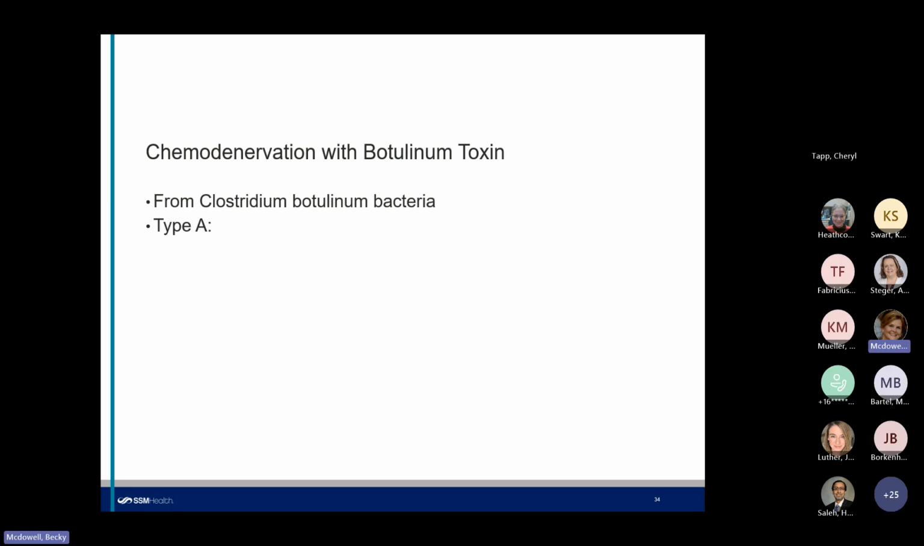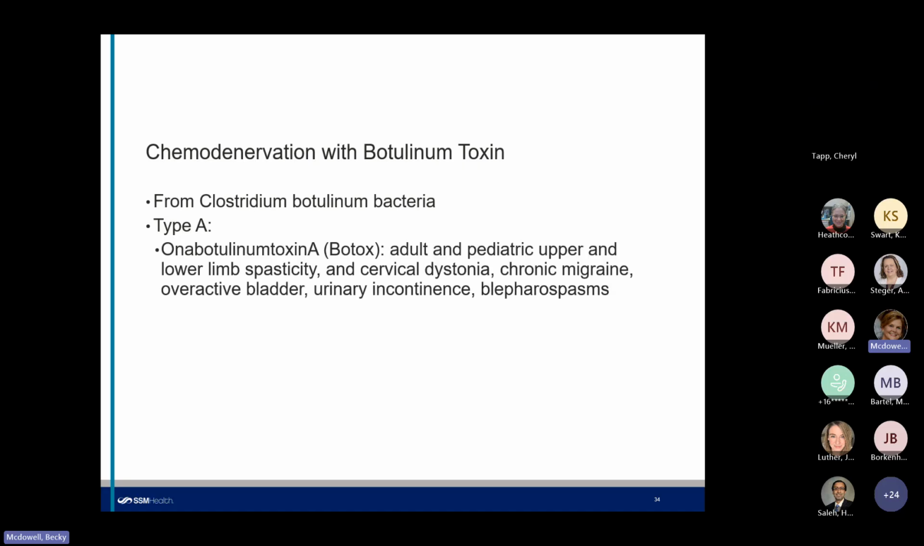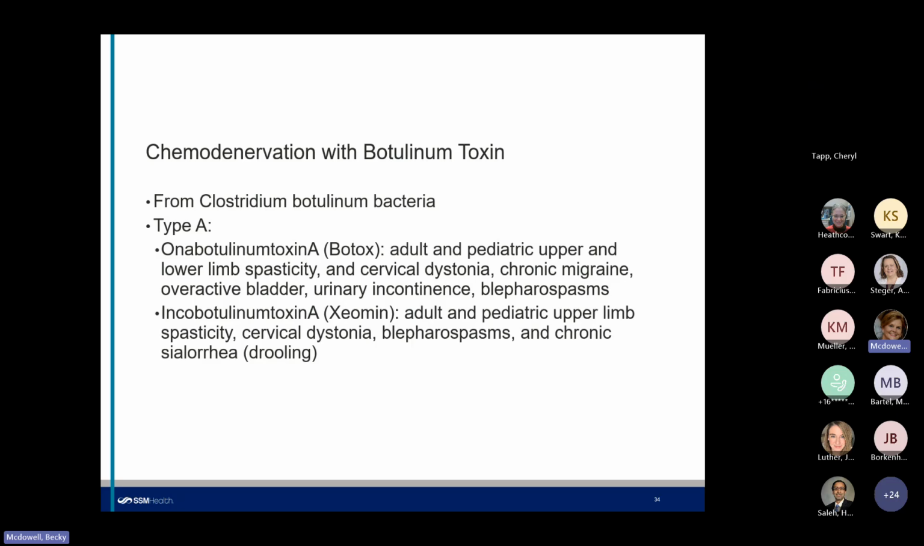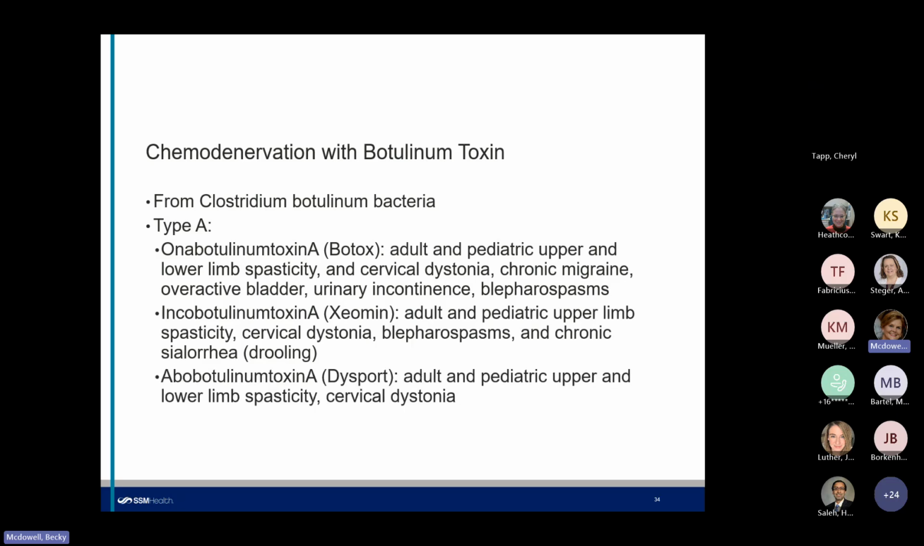Smart people took this bacteria and fine-tuned it and turned it into injectables. There are multiple classes of botulinum toxins. The two that we use in the US are mostly type A and type B. Type A has 3 different medications. First is onabotulinumtoxin A, one of the first ones developed, also known as Botox. Then incobotulinumtoxin A, known as Xeomin, and abobotulinumtoxin A, known as Dysport.